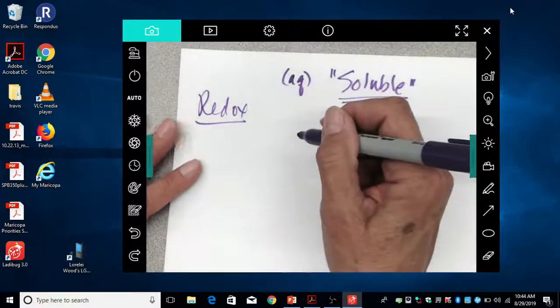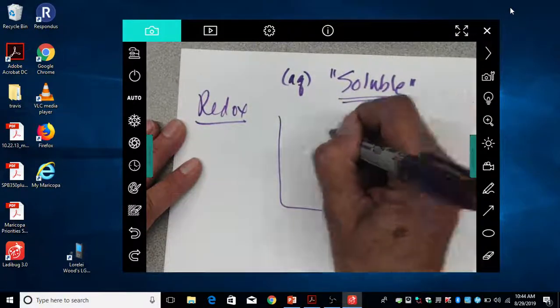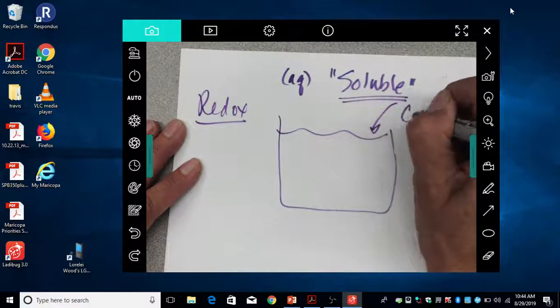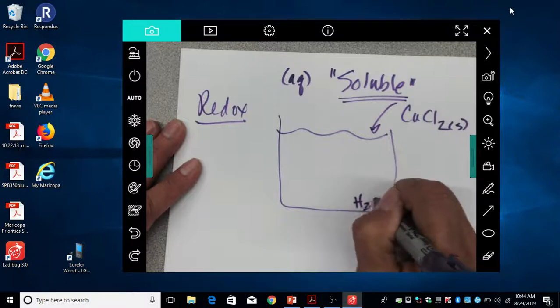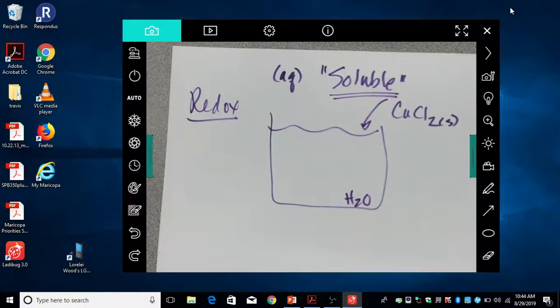You're going to be doing labs with single replacement. For example, if we put CuCl2 solid into good old H2O, which is copper chloride. Copper chloride put into water. Copper chloride is soluble. What would the ions be that I would create in this particular solution of copper chloride? What ions would come apart from that?